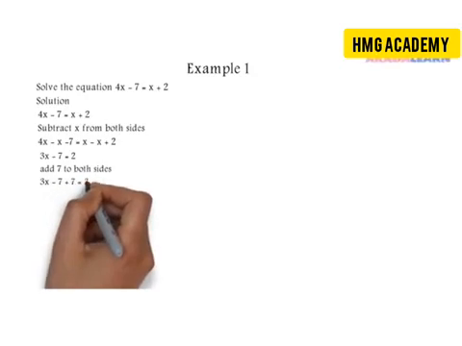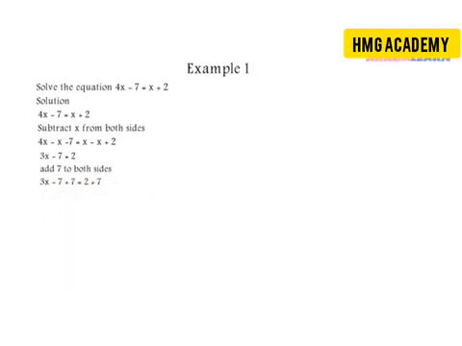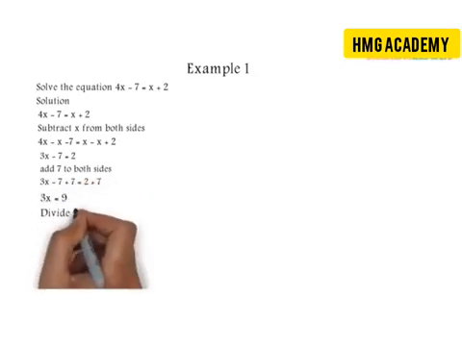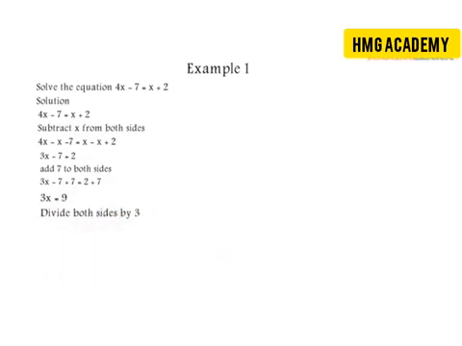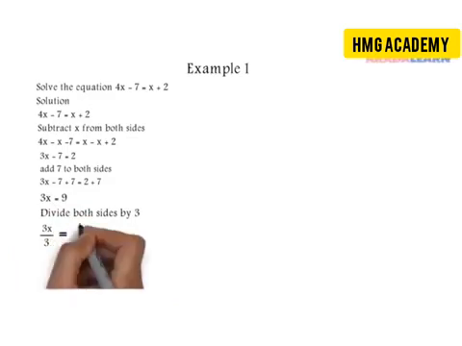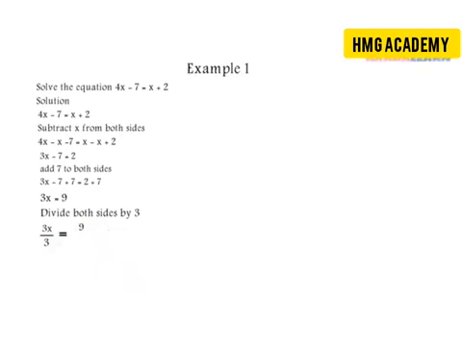So when we do that, we have 3x = 9. To make x stand alone, we divide both sides of that equation by 3. So 3x over 3 is equal to 9 over 3, and that simplifies to x = 3.